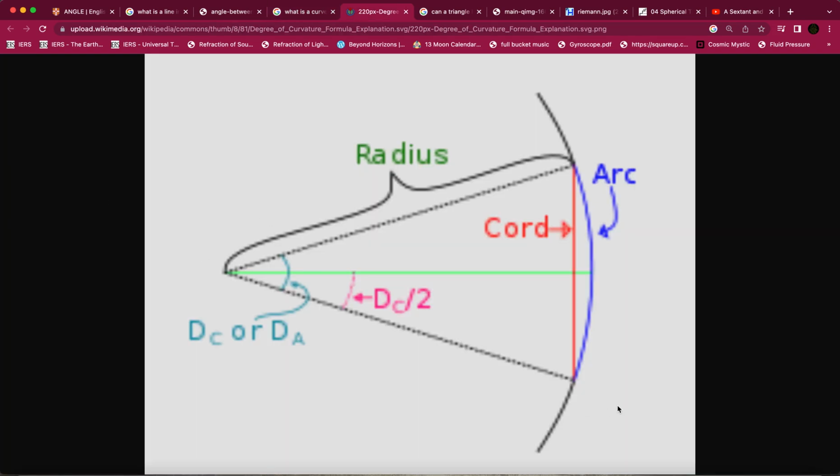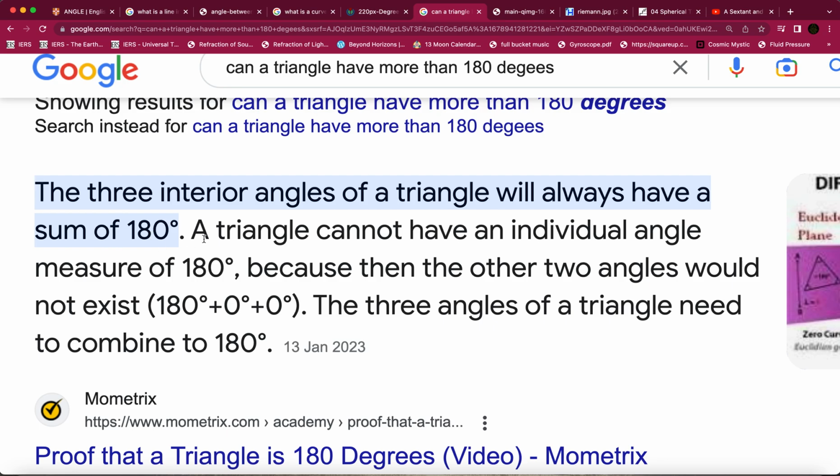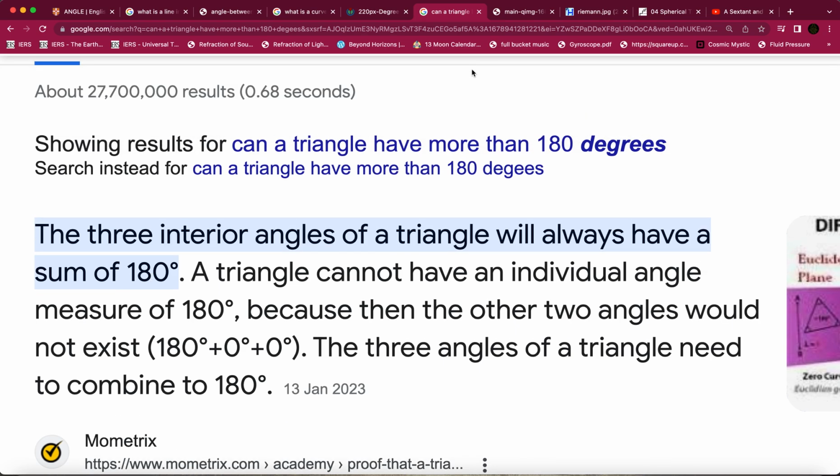So you have two radii, lines coming from a central point, meeting at the circumference or surface of the sphere or circle, and you have a chord between them. The radius and the angle between the two radii allow you to define the arc, because you know what the size of this circle or sphere is. Now, can a triangle have more than 180 degrees?